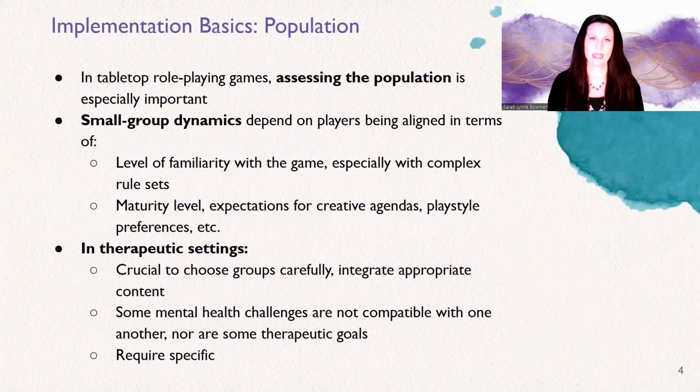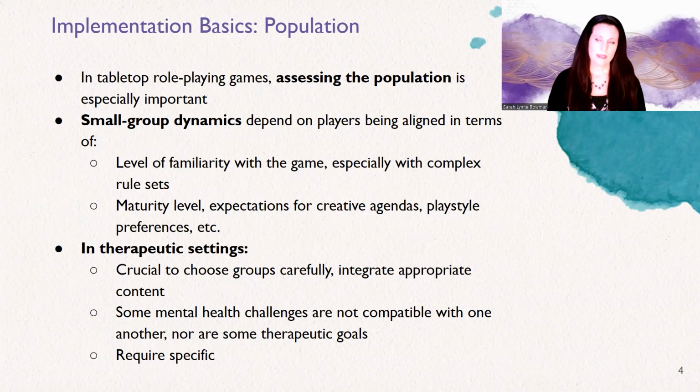So in tabletop role-playing games, assessing the population is especially important. And that's because tabletop tends to work with small group dynamics. And those will vary wildly if you change a person in and out of that group. And they really depend upon people being aligned in terms of their level of familiarity with the game, especially with complex rule sets, their maturity level, their expectations for creative agendas, meaning the types of games that they enjoy playing, their play style preferences, those sorts of things. And so that means that there needs to be some calibration between these players, and sometimes it just doesn't really work out.